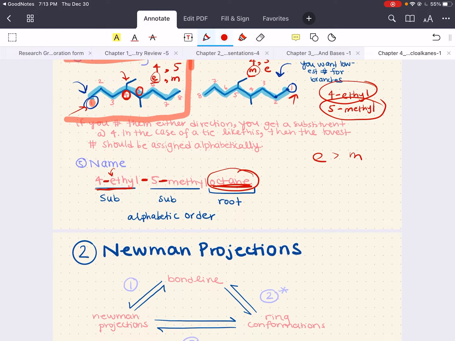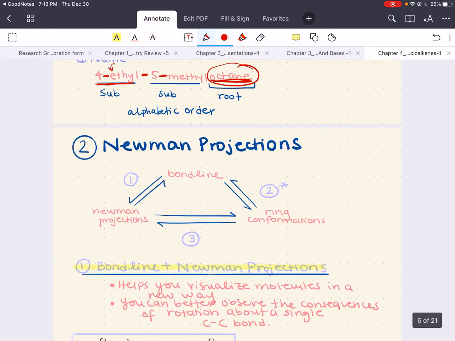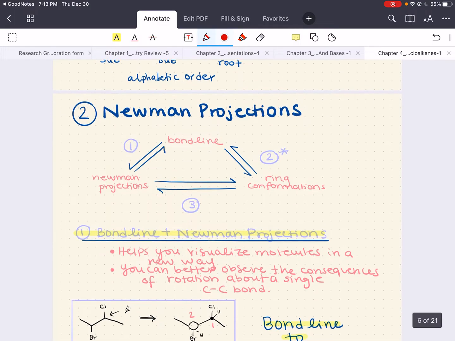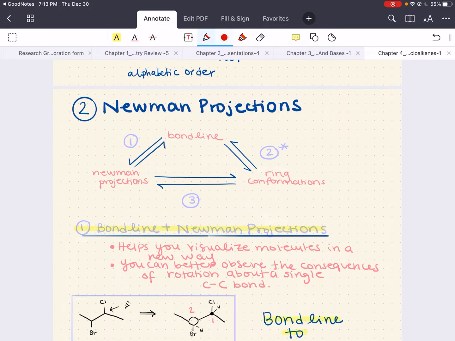But with that being said, let's just move on to our next topic. All right, next we're going to learn how to draw Newman projections. And this is going to allow us to better observe the spatial arrangement of atoms in molecules as rotation occurs about a carbon-carbon single bond.